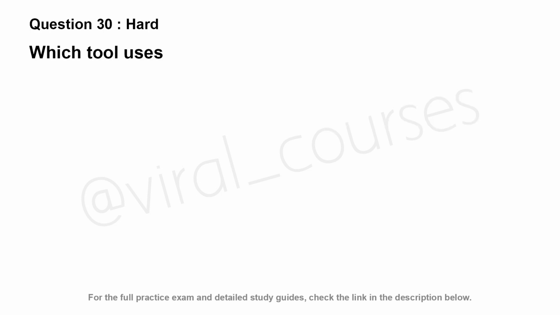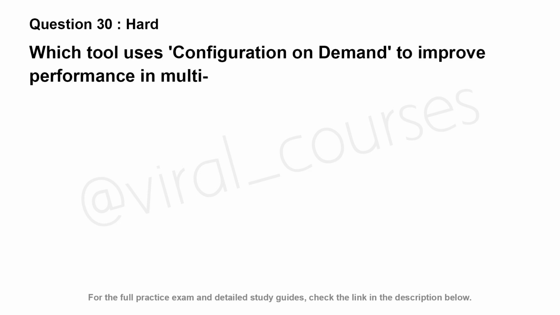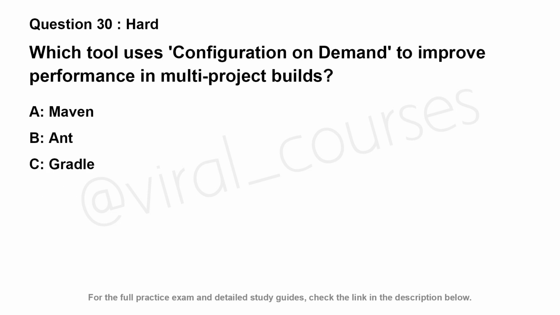Which tool uses configuration on demand to improve performance in multi-project builds? Option A, Maven. Option B, Ant. Option C, Gradle. Option D, Bazel.